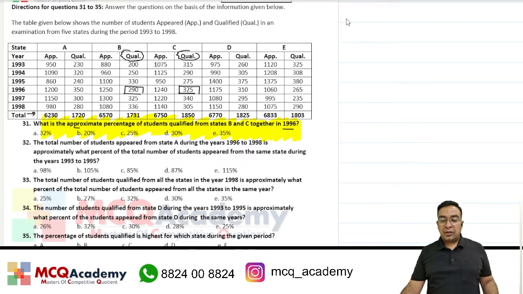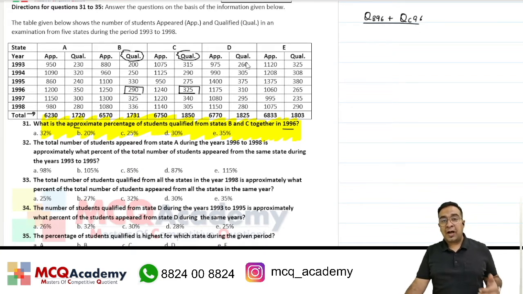Now in order to calculate this data, हम यहाँ पे add up करेंगे इस number of students qualified from B in the year 96 and number of students qualified from C in the year 1996. We'll divide this by the total number of students who have appeared. क्यों?